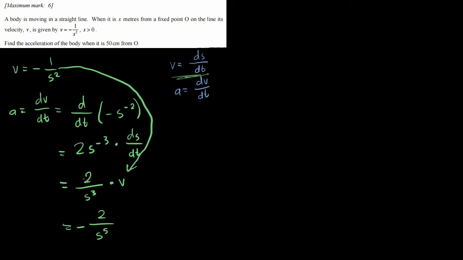Okay, and now they're asking us to find the acceleration of the body when it is 50 centimeters from O. There's a little bit of a trick here. You'll notice that it says s meters, so we need to convert this to meters by dividing by 100. 50 centimeters is equal to 0.5 meters, and now we can substitute that in. We'll get negative 2 over 0.5 to the power of 5, and that is our acceleration. Since this is paper 1, you don't have a calculator, you can't really evaluate this, so I think it's okay if we just leave it like this, and there's your answer.